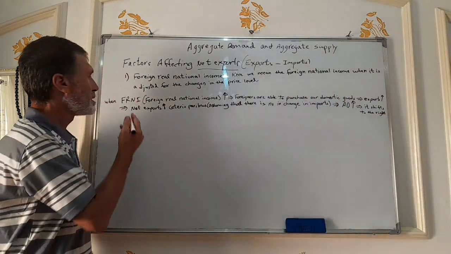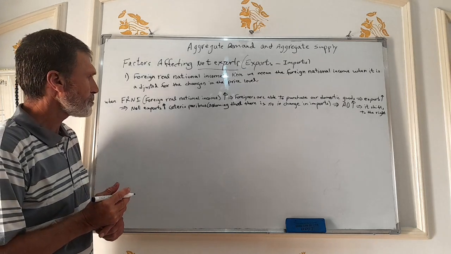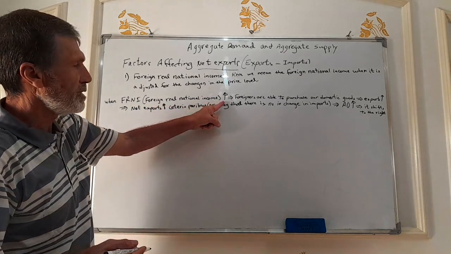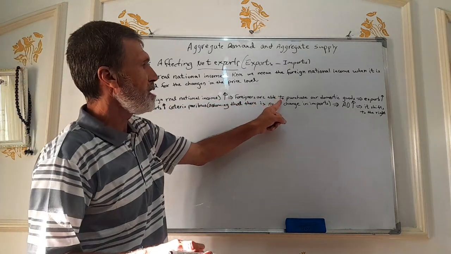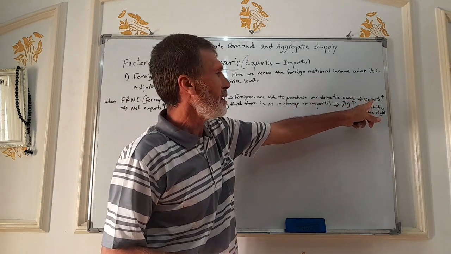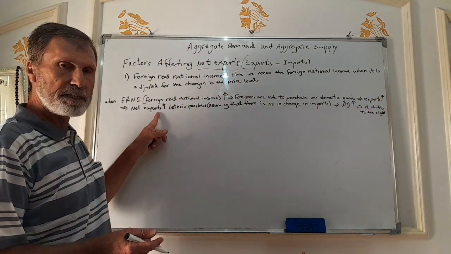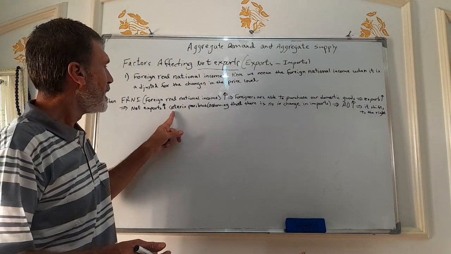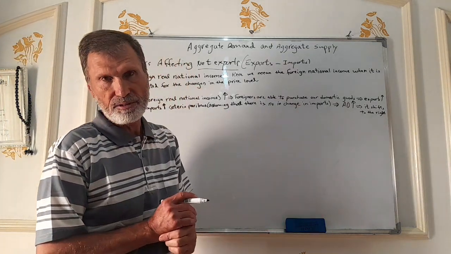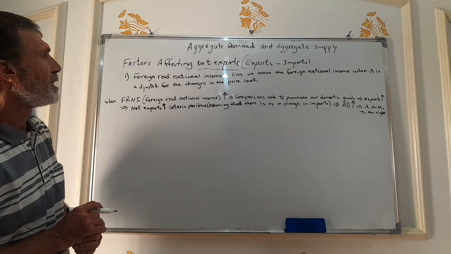Same thing, this process can work in reverse, okay? We could say when foreign real national income decreases, that means foreigners are not able to purchase our domestic goods, which implies exports will go down, which implies net export will decrease, ceteris paribus, of course, and that implies aggregate demand will decrease, so it shifts to the left. Okay, so this is one factor that affects the net export.